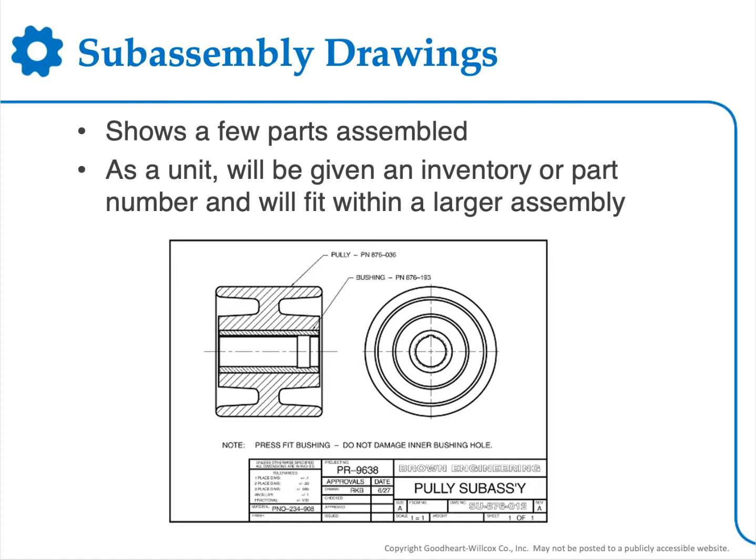Here you can see in this particular part that we have a pulley on the outside and a bushing on the inside, and there's a general note here about press fitting that bushing: do not damage the inner bushing hole. There's a lot going on in this sub-assembly, so the draftsperson or the engineer wanted to make sure that those notes are highlighted. You can see how that's assembled. You can see the part number for the pulley. You can see the part number for the bushing very clearly. And so this is a great example of when we would use a sub-assembly drawing.